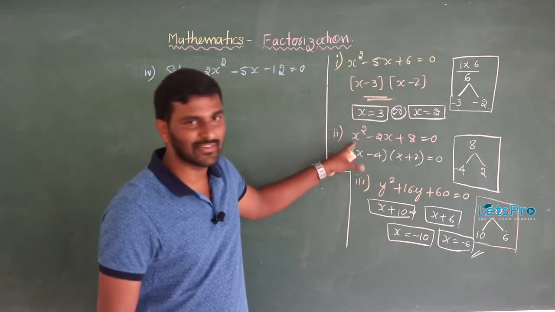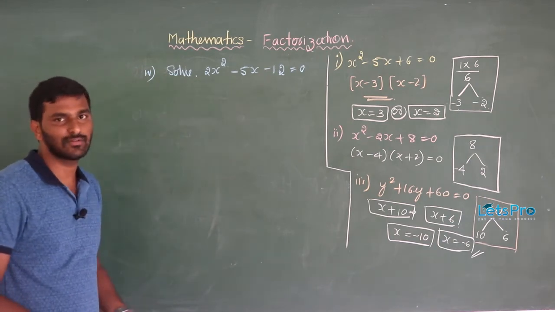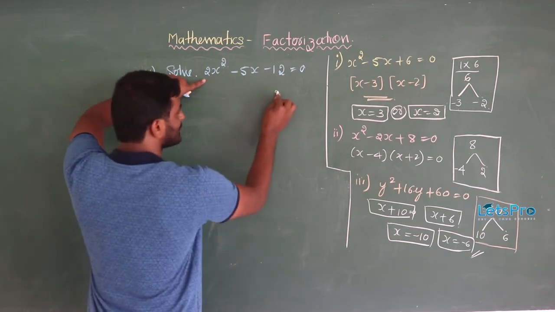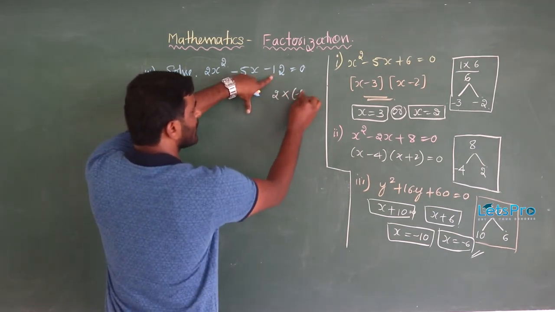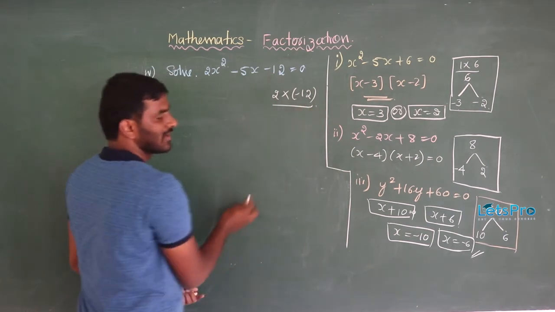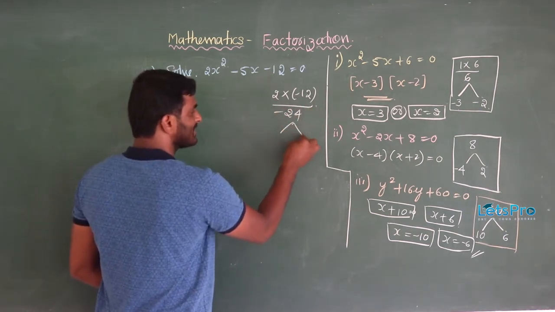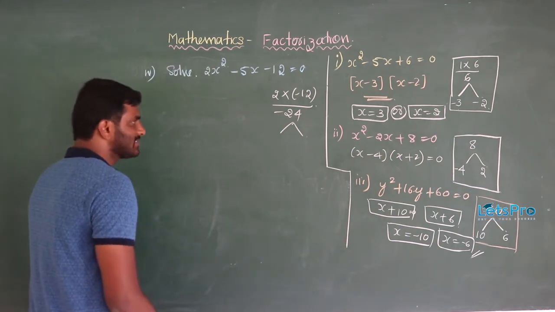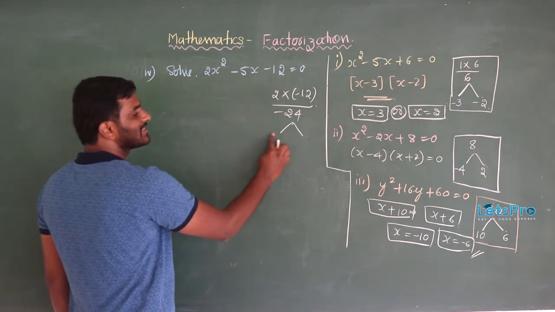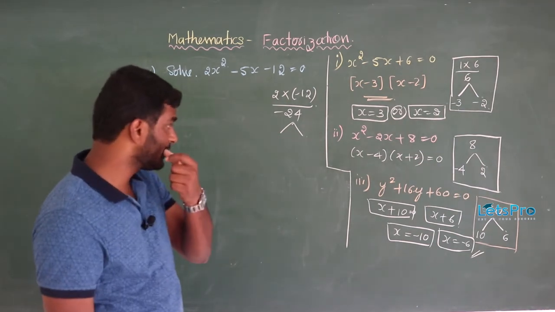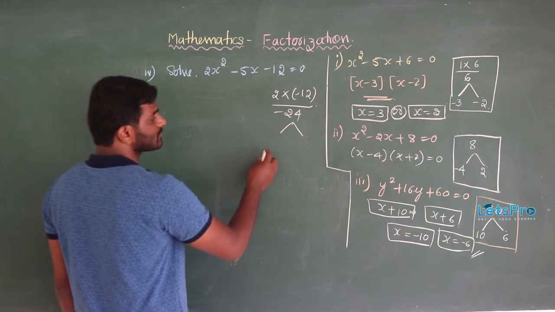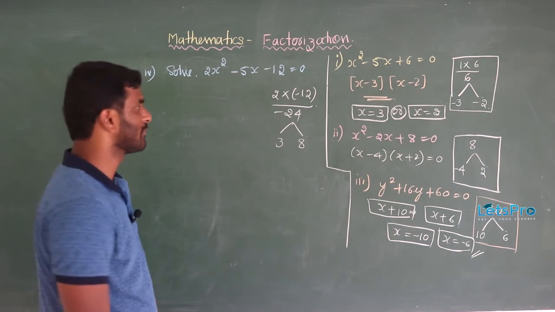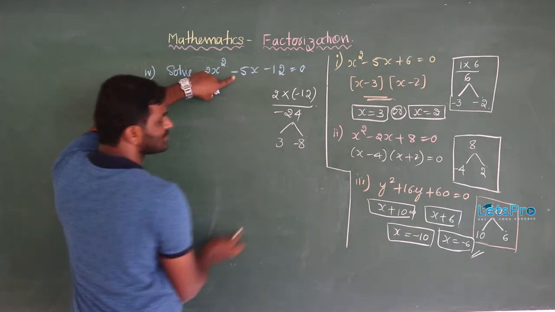Which are the two factors? In the previous case, the coefficient of x square was 1. In this case, the coefficient of x square is 2. It's a similar way. Multiply the coefficient of x square, that is 2, into the constant. So 2 into minus 12, the answer is minus 24. Splitting, the product of two numbers is minus 24. Which are the two numbers? If you add or subtract, we have to get minus 5. 3 8s are exactly 24. But there is a minus 5, so we have to put the minus on the greater number.